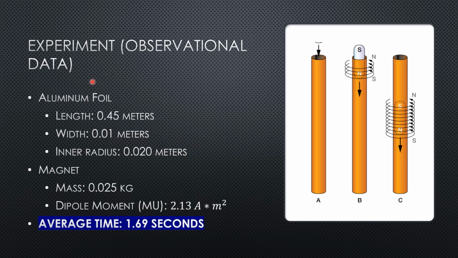For the observational data, the length of the aluminum foil was 0.45 meters, the width was 0.01 meters, and the inner radius was 0.02 meters. The mass of the magnet was 0.025 kilograms, and the dipole moment, or mu, was 2.13, and this was determined from lab 3. And then the average time was 1.69 seconds.